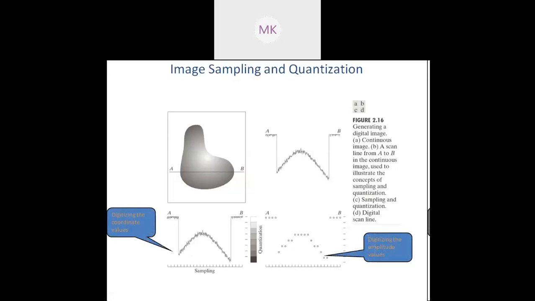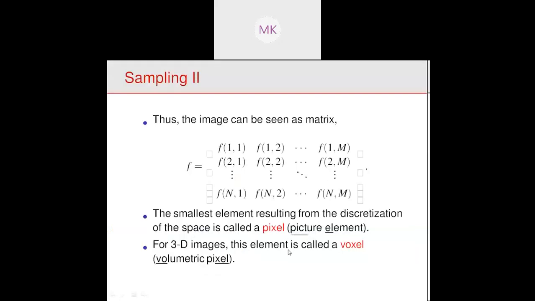Here, digitizing the coordinate values, that is the x values, is called sampling, whereas digitizing the amplitude values is called quantization. So we assign the samples along the x-axis, and in the case of quantization, we assign different quanta along the y-axis. All these are about sampling and quantization.